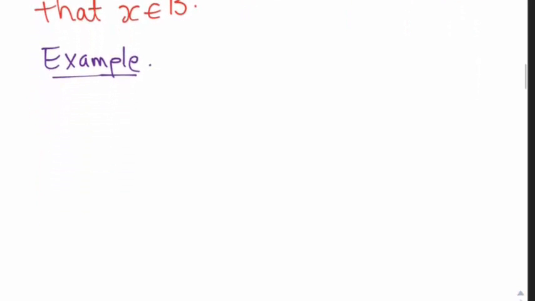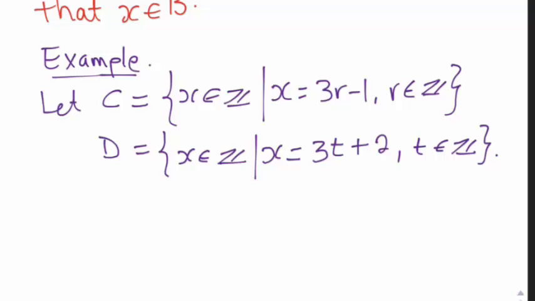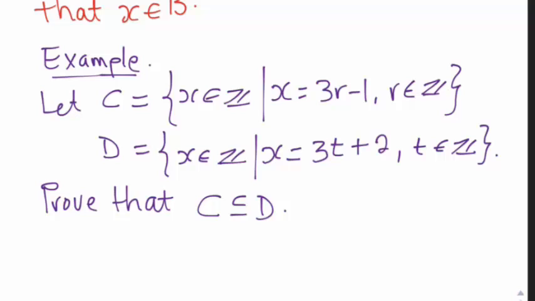Example. Let C be defined as the set of all integers such that x equals 3r minus 1 for some integer r, and let D be defined as the set of all integers such that x equals 3t plus 2, where t is an integer. Prove that C is a subset of D.